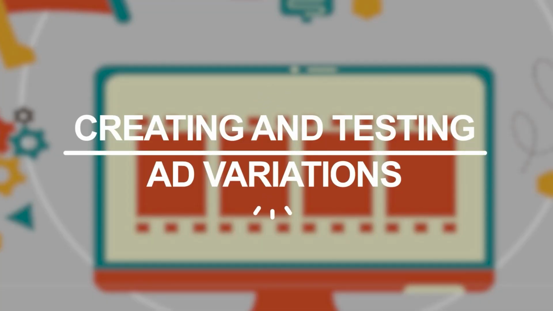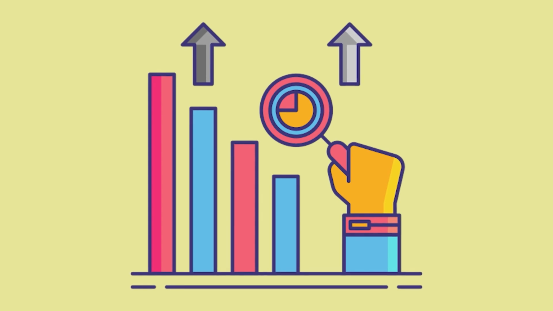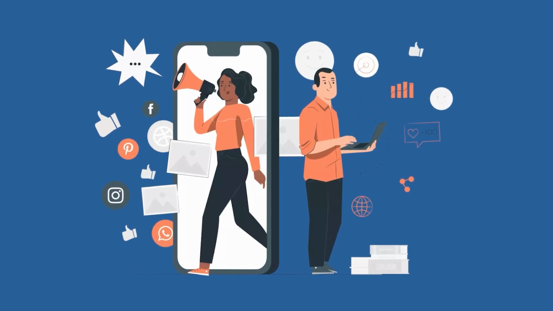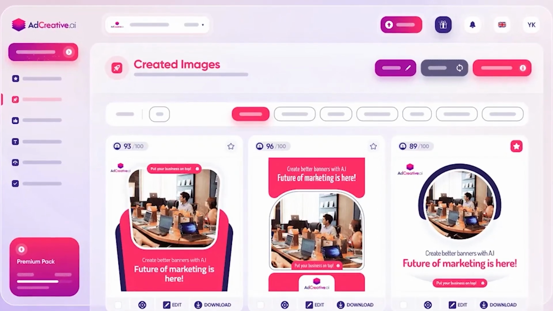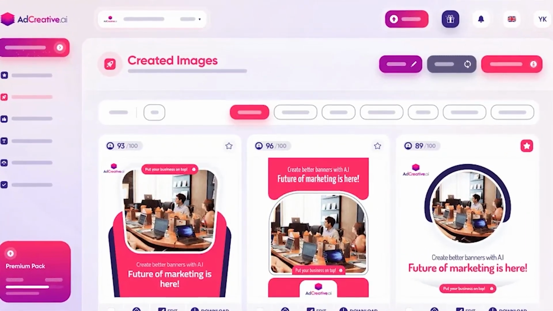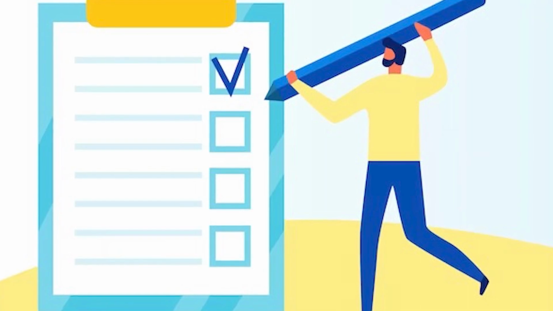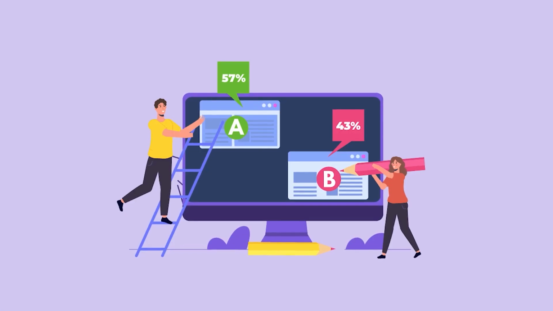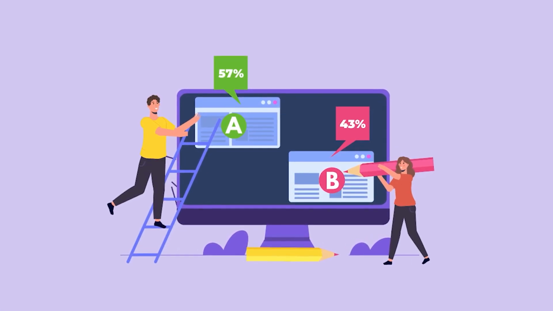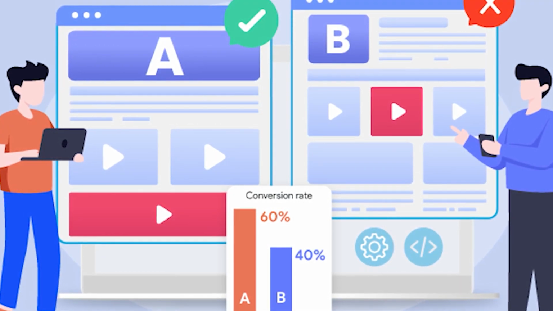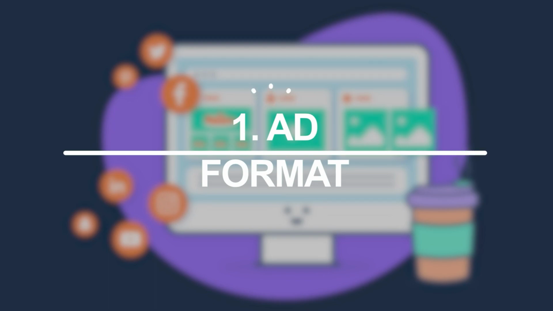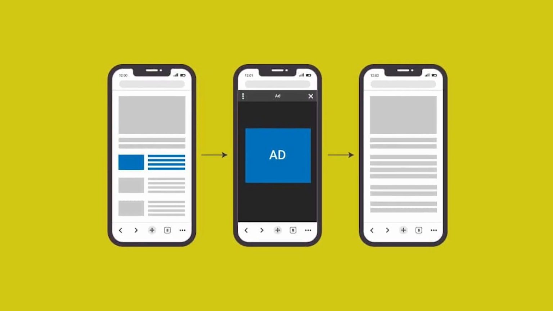Creating and testing ad variations. Once you have developed an ad creative brief, it's time to create ad variations using Ad Creative AI. Ad Creative AI can generate a range of ad variations based on the information provided in the Ad Creative brief. It's essential to create multiple variations to test which ads are most effective. When creating ad variations, consider the following. 1. Ad format. What ad format will you use? Will it be a static image, video, carousel, or another format?